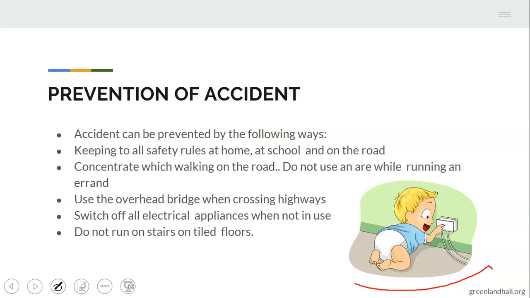1. Keep to all safety rules at home, at school, and on the road. Thank God we are home now, so we should concentrate more on safety rules at home. In some houses, there are safety rules that mommy and daddy have said: do not do this, do not do that. As much as possible, ensure you stick to the rules at home.